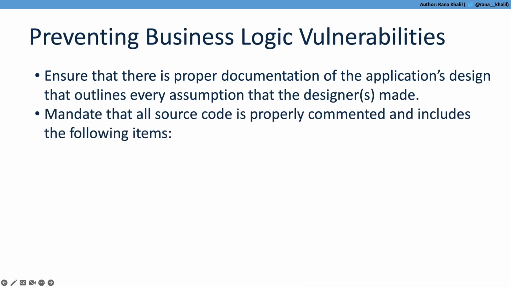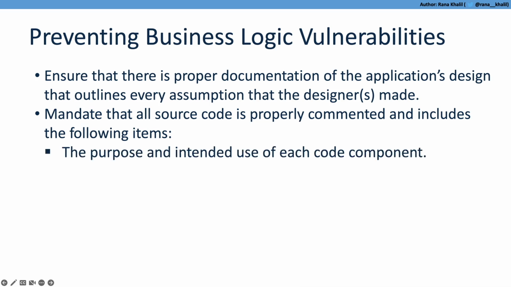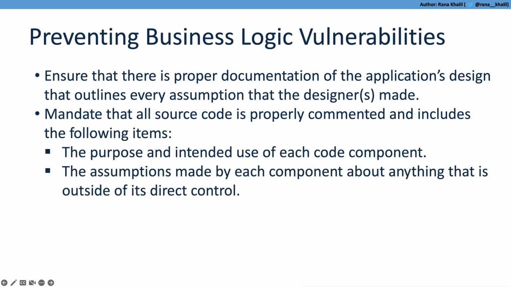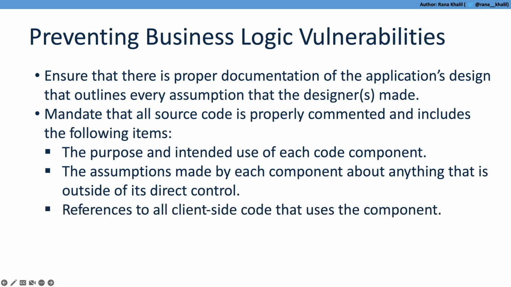You should also mandate that all source code has proper comments that include the purpose and intended use of each code component, the assumptions made by each component about anything that is outside of its direct control, and any references to client-side code that uses the component. When you're going through that exercise of adding all that documentation, you're more likely to catch cases of business logic vulnerabilities.